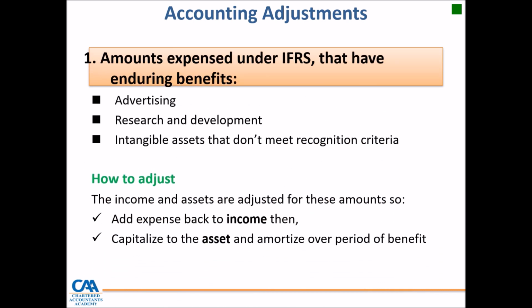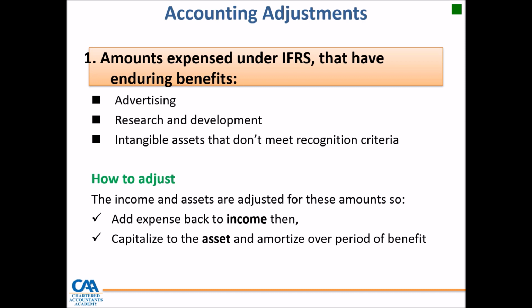First of all, we need to adjust for amounts that are expensed under IFRS that have enduring benefits. Examples of amounts expensed under IFRS are advertising costs, research and development, and intangible assets that do not meet the recognition criteria. Such expenses might be expensed under IFRS but actually have enduring benefits. For example, I'm going to pay the advertising costs now, but I'm going to enjoy the benefits of the advertising or the research and development over a period of 4 years. So I need to adjust for such expenses.